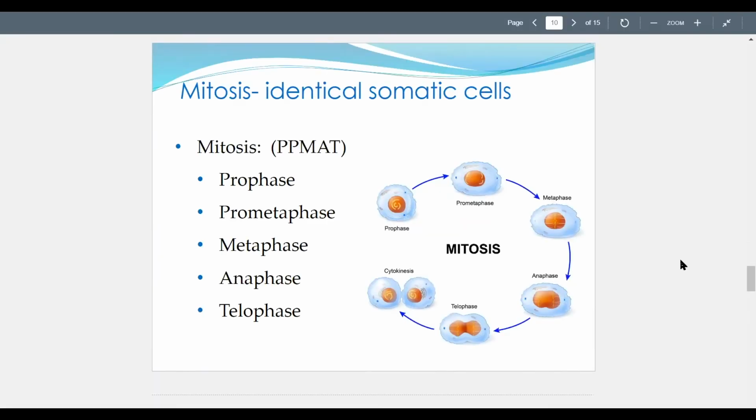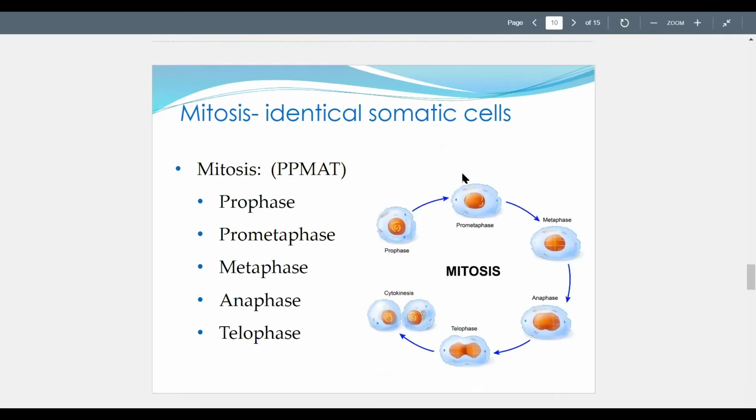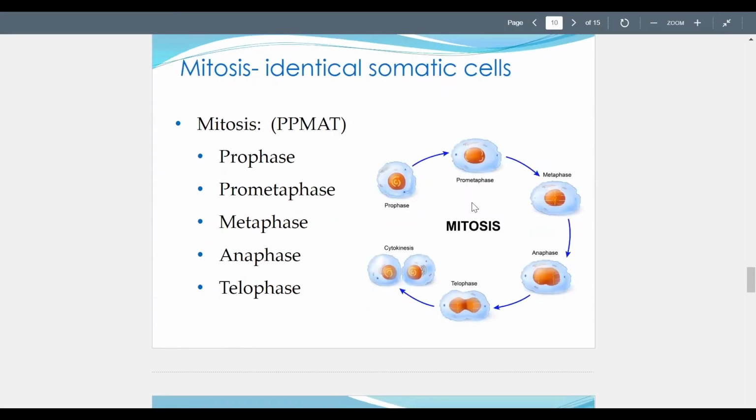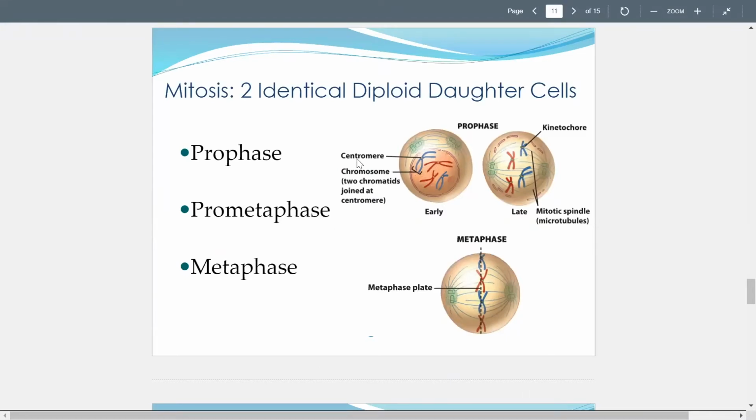So mitosis, again, is just to make identical cells. It goes through a series of steps, which you can refer to as PMAT: prophase, prometaphase, metaphase, anaphase, and telophase. This is going to be on a test for sure. Which stage is doing what? Which stage is the one where the chromosomes are lining up in the middle? Stuff like that. As I mentioned earlier, mitosis produces 2 identical diploid daughter cells.